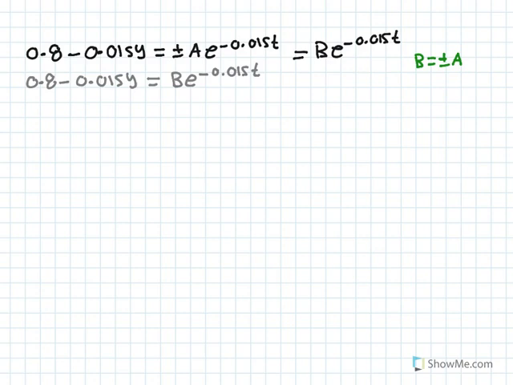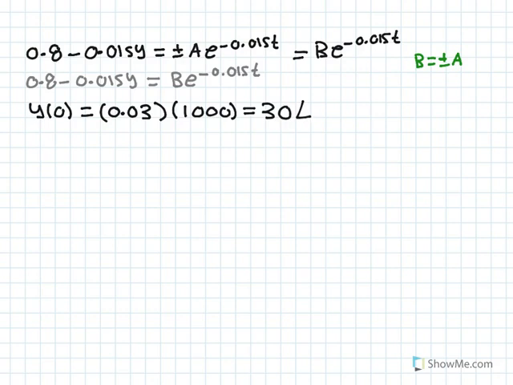What is the initial condition? Initially, we have a 3% alcohol solution, and we have 1,000 liters of solution in the tank. So y of 0, the initial amount of pure alcohol in the tank, is going to be 0.03 because it's a 3% solution, multiplied by 1,000, and we get 30 liters of pure alcohol at time t equals 0. So when t is 0, y equals 30.